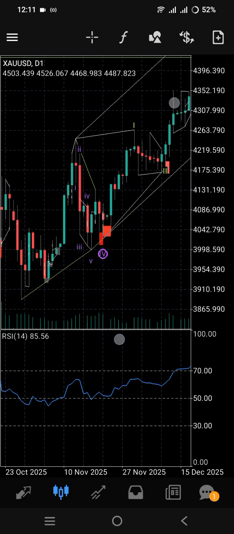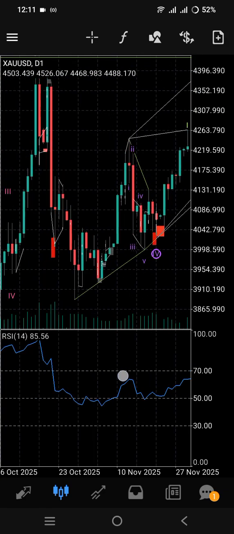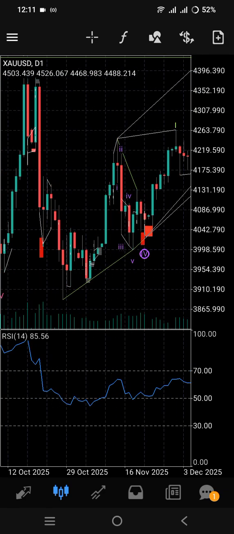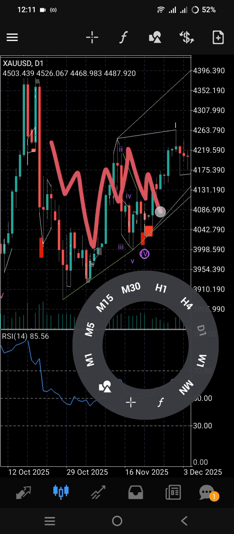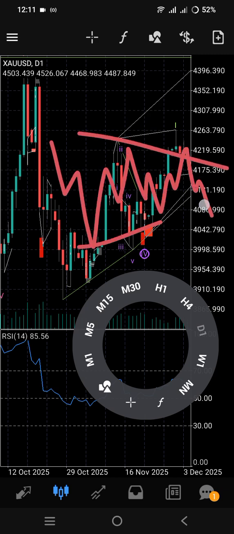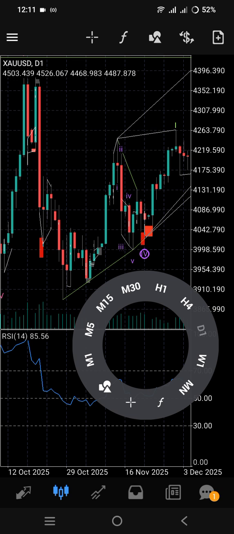So I am going with the analysis that this here was a triangle in wave 4, so wave 4 bottomed at this point. I'm going to zoom in so you can see what that is, but a triangle has to be 3, 3, 3, 3, 3. That's the Elliott wave triangle structure.